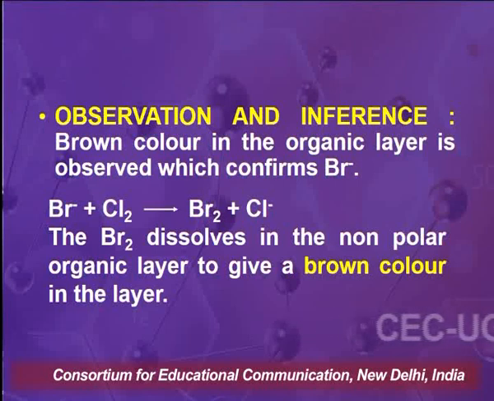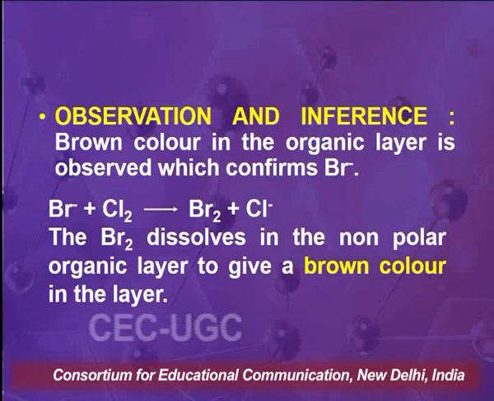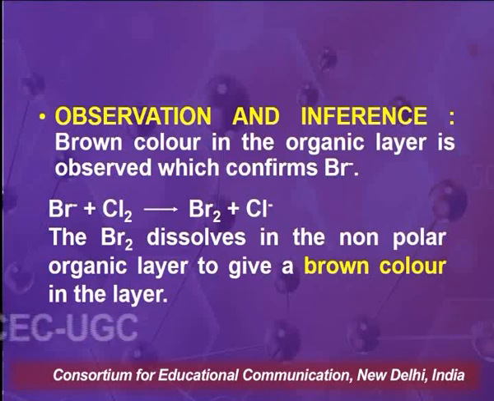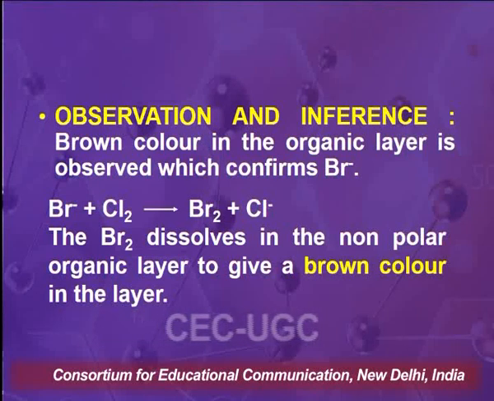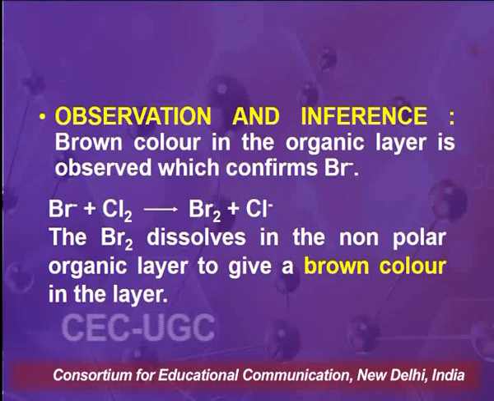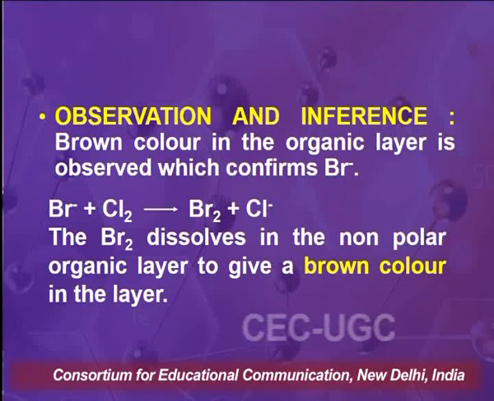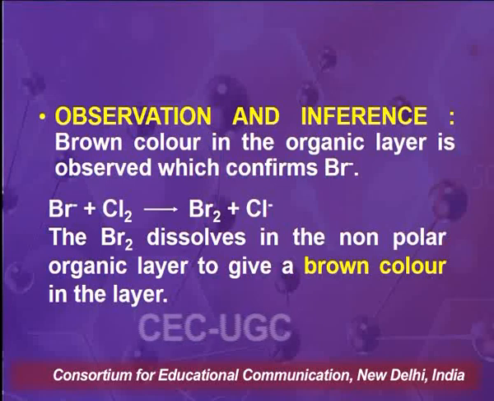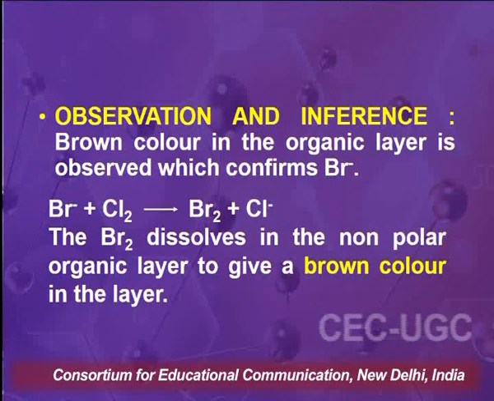Now, the organic layer will be the bottom layer, since CCl4 is obviously heavier than the aqueous layer, so it will be at the bottom of the test tube, below the aqueous layer, and if a brown color is observed in that layer, then it is due to bromide ions in the mixture, because bromide reacts with chlorine. Chlorine water is behaving as an oxidizing agent which converts bromide to bromine, and this bromine, which is non-polar, dissolves in the organic layer to give a brown color in the layer, and hence confirms that bromide is present in the mixture.